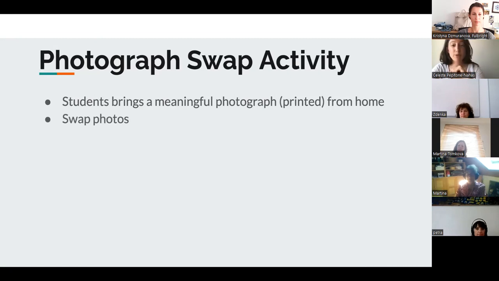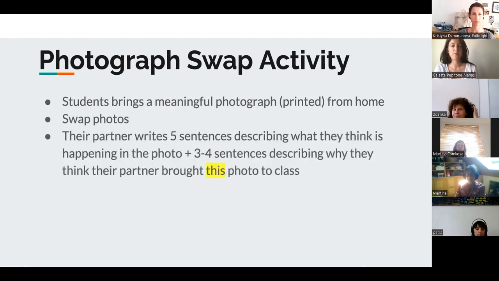And they will work with a partner for this activity. So they should swap photos, and they need paper to write with. Now they will look at the photo they've swapped. So they will look at the one they've received, and they will write 5 sentences describing what they think is happening in the photo with as much detail as possible.